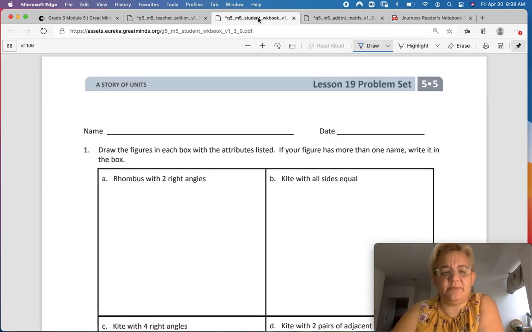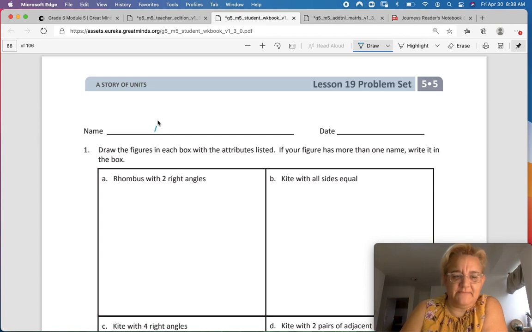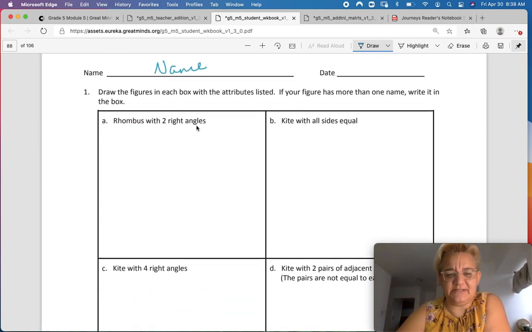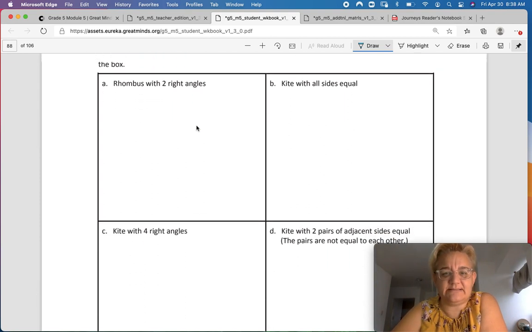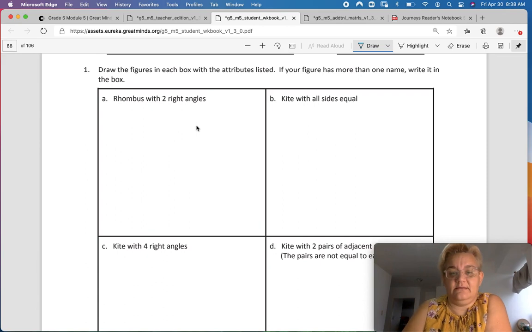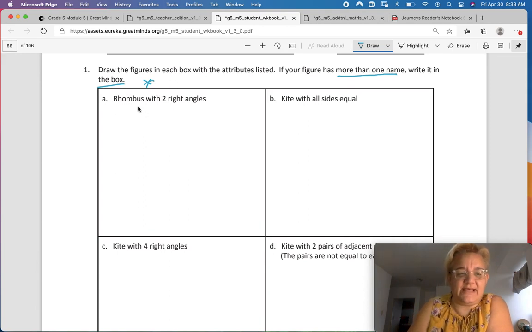Okay, let's go to our Learn book. Write your name. Draw the figures in the box with the attributes listed. If your figure has more than one name, write it in the box. That's a little extra today, so don't forget that step.